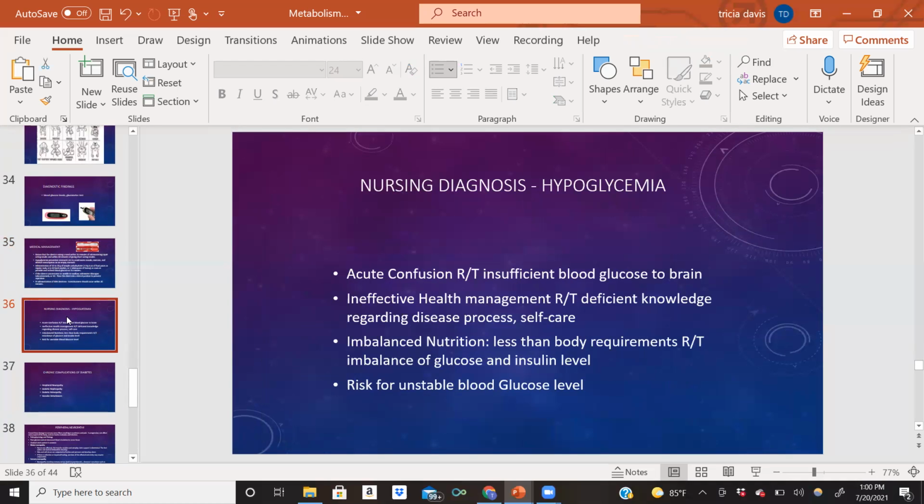Some nursing diagnoses: acute confusion related to insufficient blood glucose to the brain, ineffective health management related to deficient knowledge regarding disease process and self-care, imbalanced nutrition, less than body requirements related to imbalance of glucose and insulin level, and risk for unstable blood glucose levels.